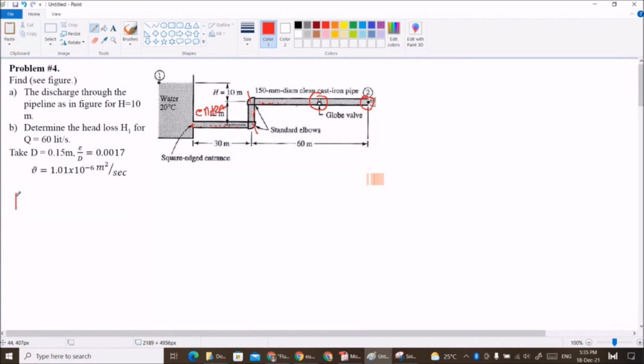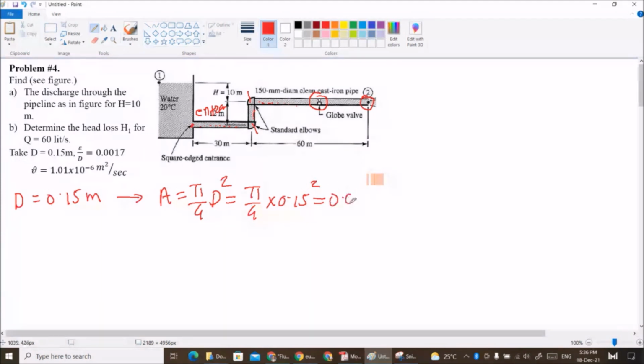So the diameter is given, d is equal to 0.15 meter. It will help me to find the area. Area is equal to pi by 4 d square. So it is pi by 4 into 0.15 square, which is equal to 0.0177 meter square. Okay.